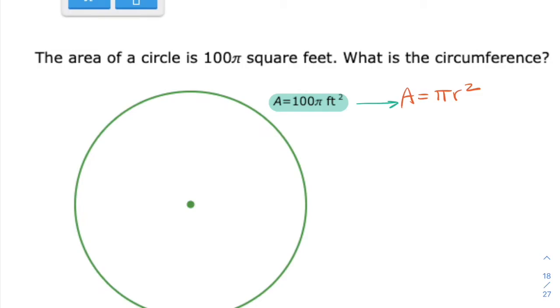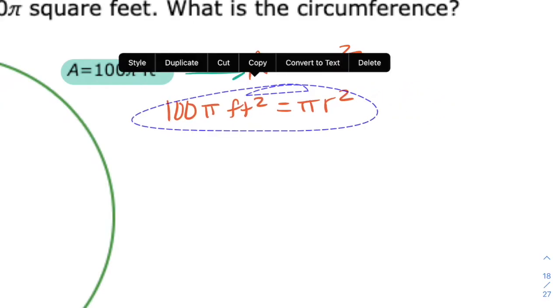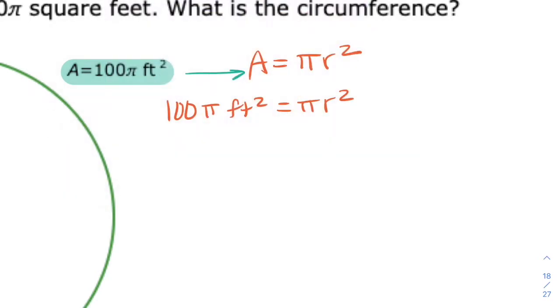You're going from the whole area, getting down to just a radius, and then using your radius to find your circumference. So think about area, down to a radius, and then to a circumference. So we are going to have 100 pi feet squared equals pi r squared. We are going to divide both sides by pi.